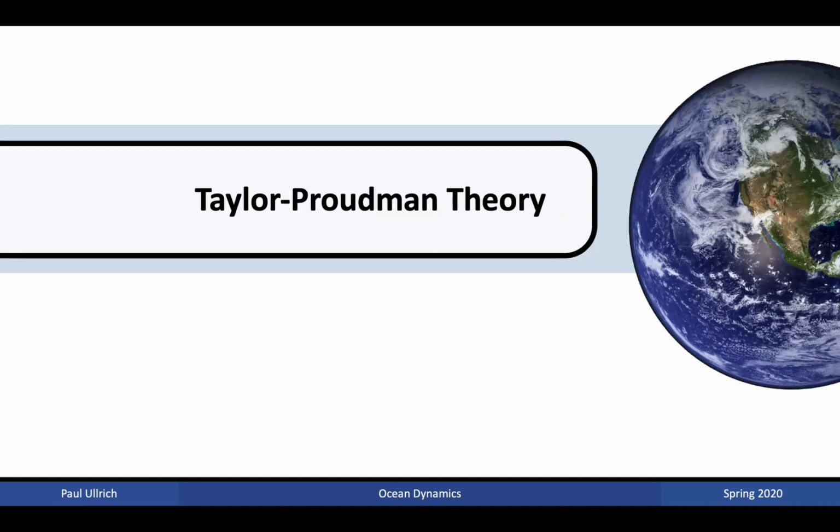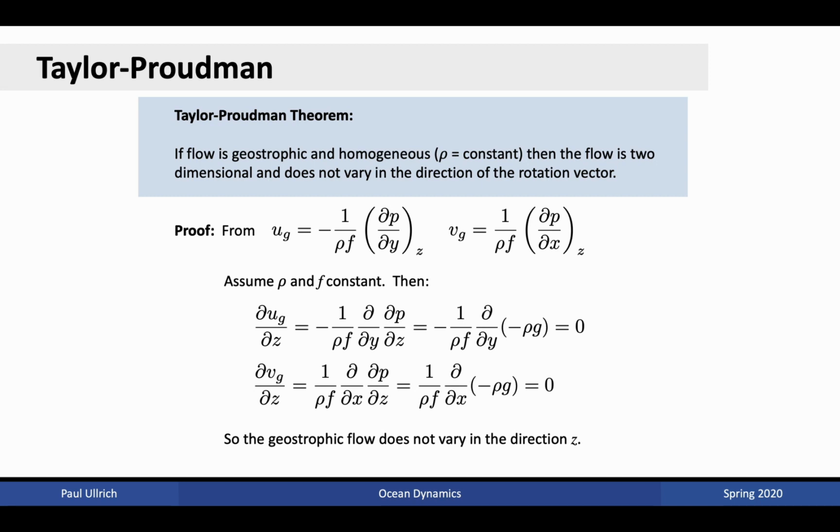In the previous discussion of thermal wind, we assumed that density could vary in the horizontal direction. If density was unable to vary, we would actually find that the thermal wind was equal to 0, which would of course imply that the geostrophic wind could not vary with height. This basic result is the basis for what is known as the Taylor-Proudman theorem. Namely, if flow is geostrophic and homogeneous, that is, if density is constant, then the flow is actually two-dimensional and does not vary in the direction of the rotation vector.